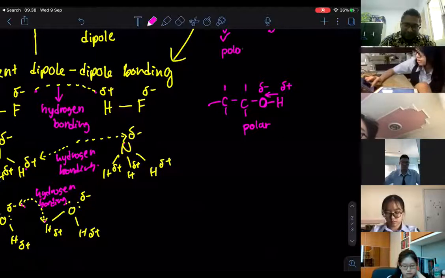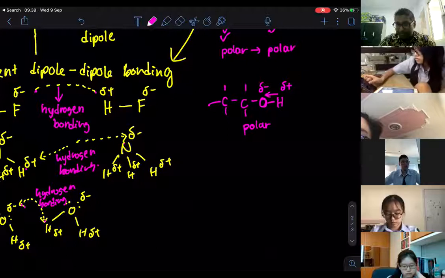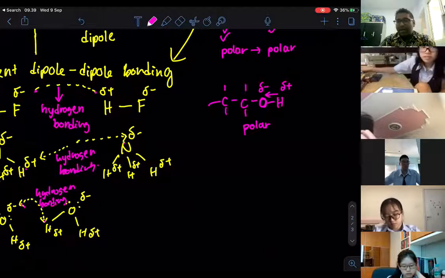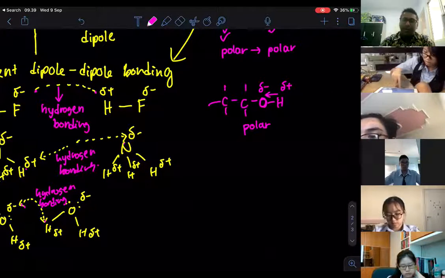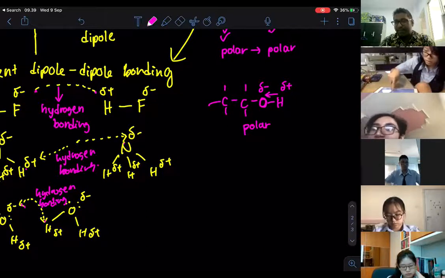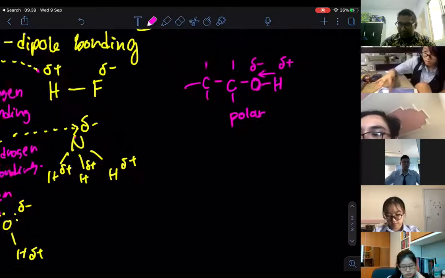Polar dissolves in polar. It means water is a polar molecule, and any polar molecule is supposed to dissolve in a polar molecule. That's the reason if I ask you, can alcohol dissolve in water? The answer is definitely yes, because alcohol is polar, water is polar, so polar dissolves in polar. You can actually memorize this, but it's not important now.